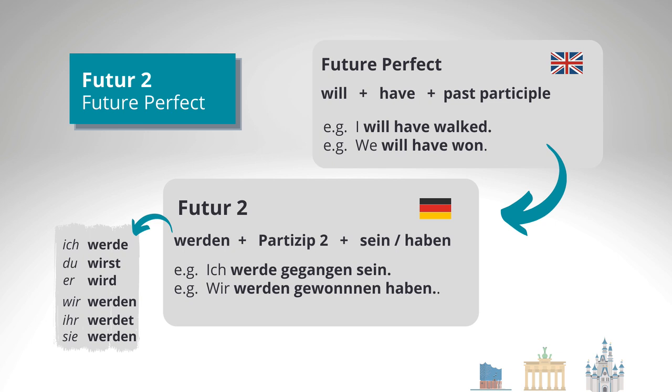In English we form it by taking will, the verb to have, and then the past participle of the verb. For example, sentences like I will have walked or we will have won all use the future perfect.